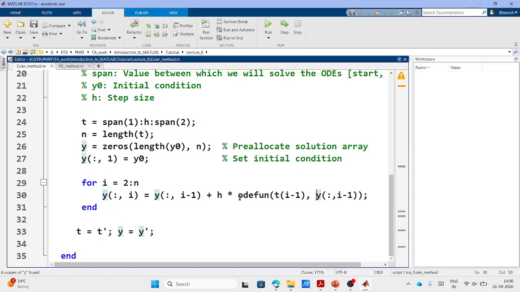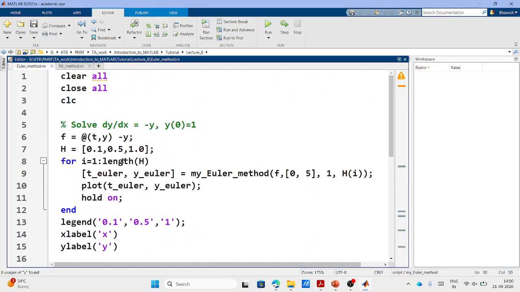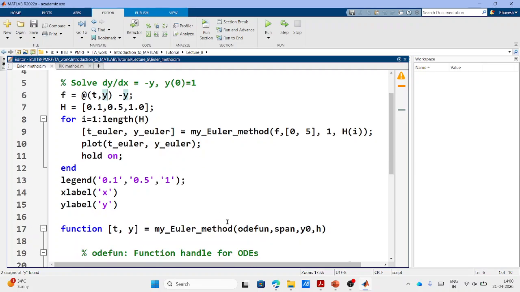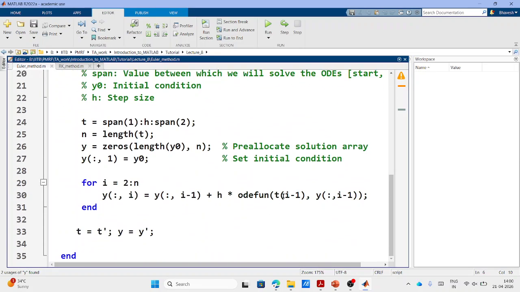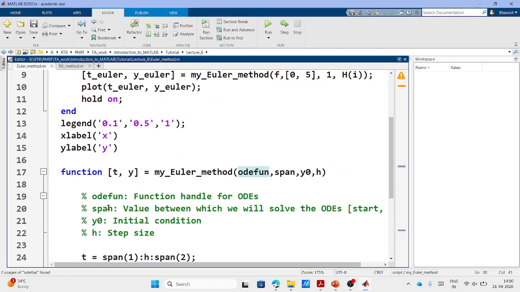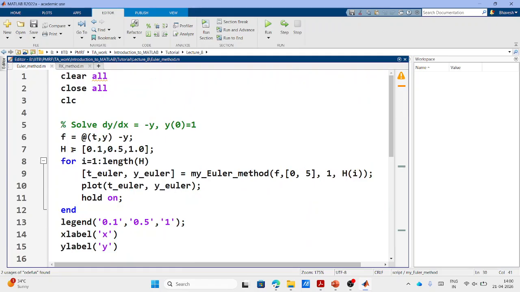Here, since the function is just dependent on y, we don't have to worry about the t part. But in cases where you have the function defined in terms of the independent variable also, it's always better to provide both the dependent as well as the independent variable, regardless of whether you are exactly using that value inside your ODE function or not. I'm moving ahead with time and just plotting it. Here I have plotted it with different step sizes.